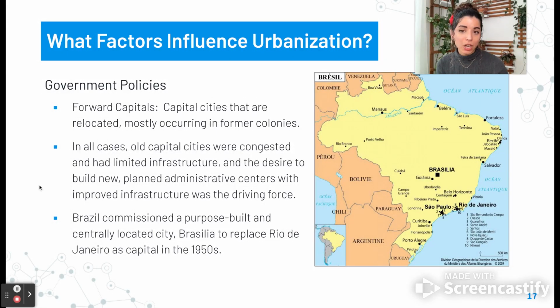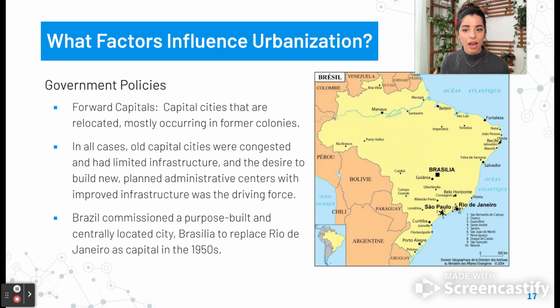So we have something called forward capitals. These are capital cities that are relocated. We see this happening after a former colony has become independent. In all these cases, old capital cities were congested and they had limited infrastructure, and also the desire to build a new planned administrative center with improved infrastructure. That was like the main idea behind moving capital cities.